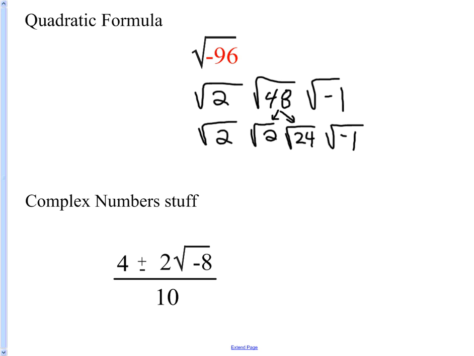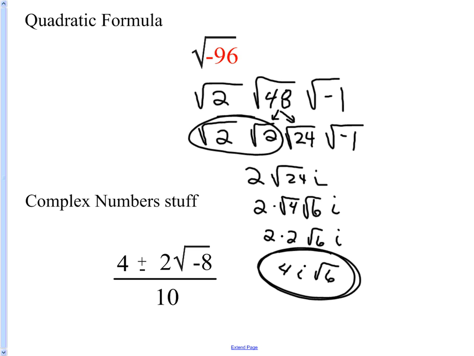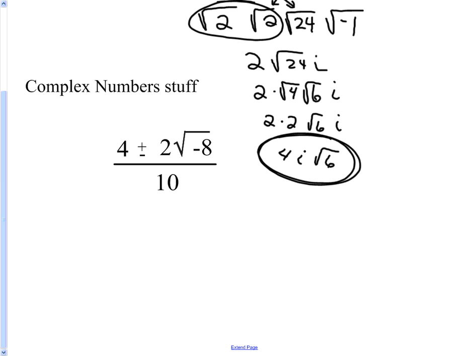Now, the handy thing is that I got 2 square roots of 2 here. And what is the square root of that? 2. Because it's the square root of 4, which is 2. So it's 2 root 24, and then i. Can I go farther? Yes, I can. The 24 can be broken up again. The square root of 4 and the square root of 6, and an i. And the square root of 4 is really 2, so it's 2 times 2 root 6 and an i. And then it's 4, and I'm going to put the i next, square root of 6. Raise your hand if you had that one right. Good.